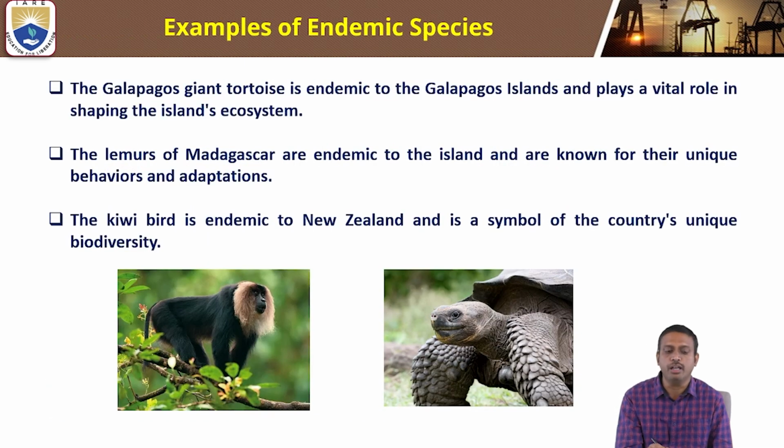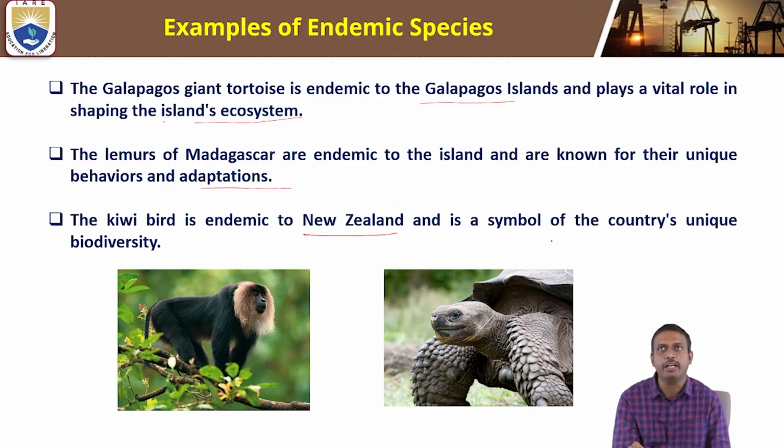Here are some more examples. Galapagos giant tortoise is endemic to the Galapagos Highland and plays a vital role in shaping the highland ecosystem. Lemurs of Madagascar are endemic to the highland and known for their unique behavior and adaptation. Kiwi bird is endemic to New Zealand and the symbol for the country's unique biodiversity. All these are examples of endemic species.